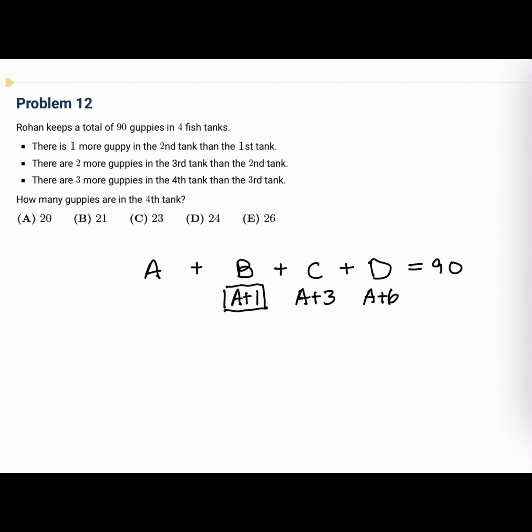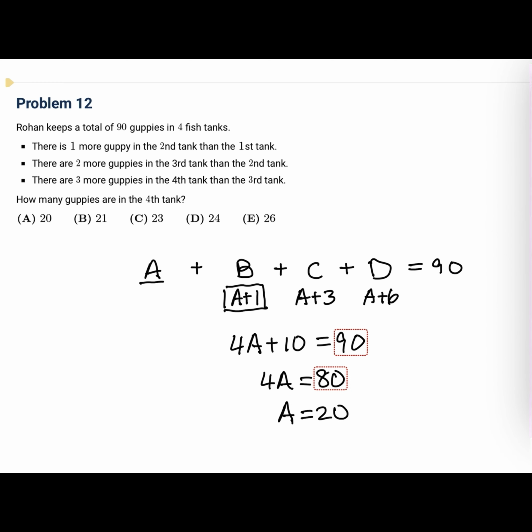So now that we have a common term of A, we can combine all of these and set them equal to 90. So there's A plus A plus 1 plus A plus 3 plus A plus 6, that's 4A plus 10 is equal to 90. Subtract 10 from both sides, 4A is equal to 80. Divide by 4, A is equal to 20.